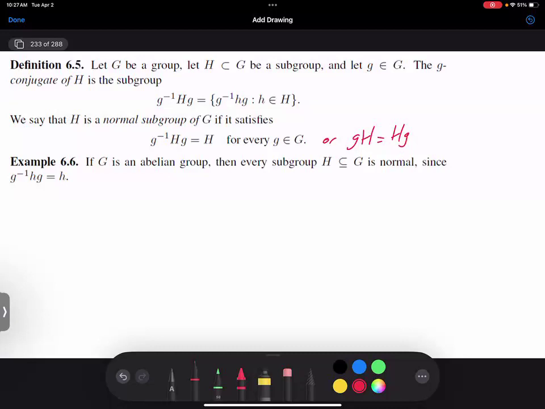This is a weakening. If G is commutative, will this be true? Of course. So every subgroup is normal if your group is commutative. But you could have a group that's not commutative and have a subgroup that has this nice property. Okay, any questions about this?